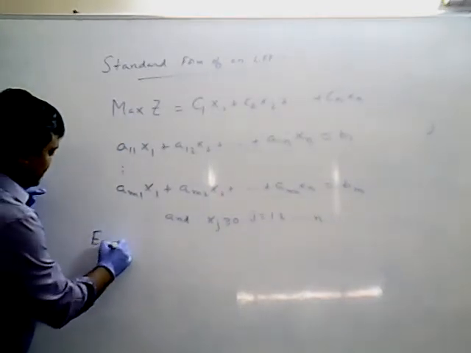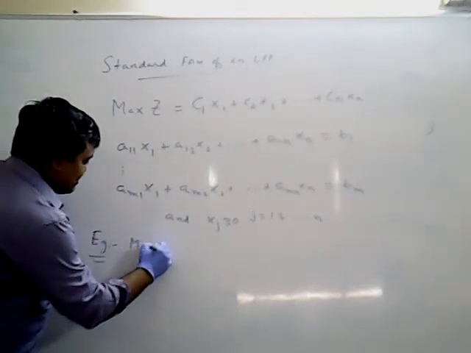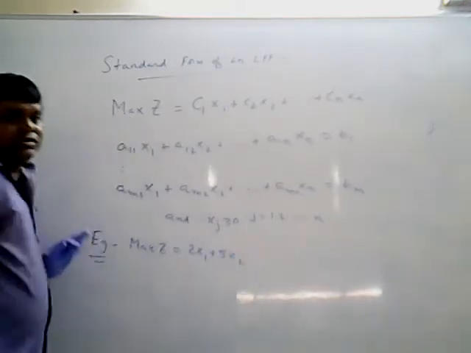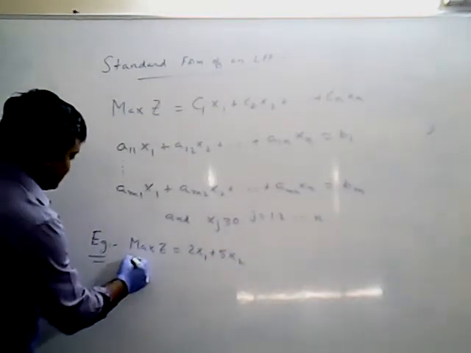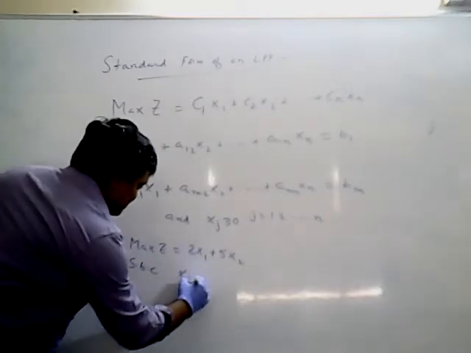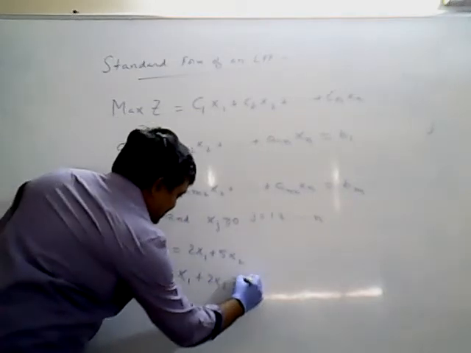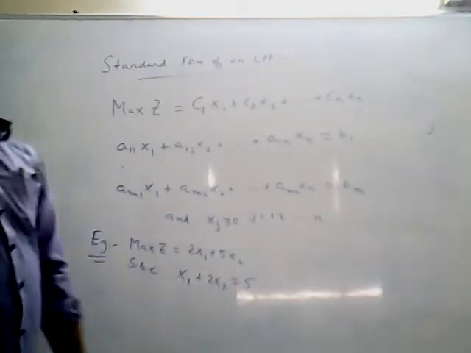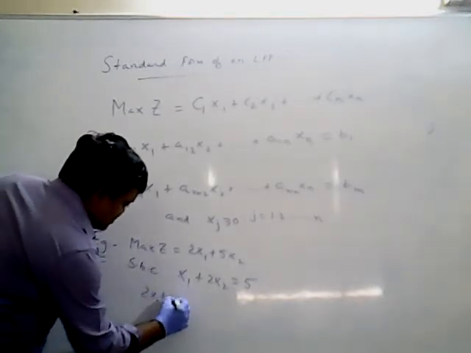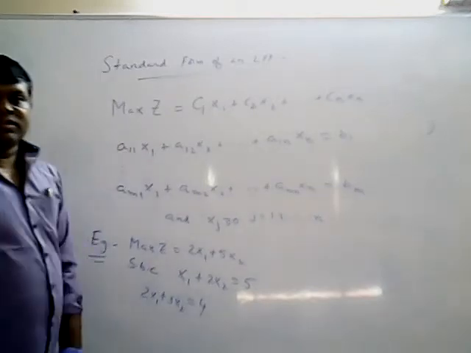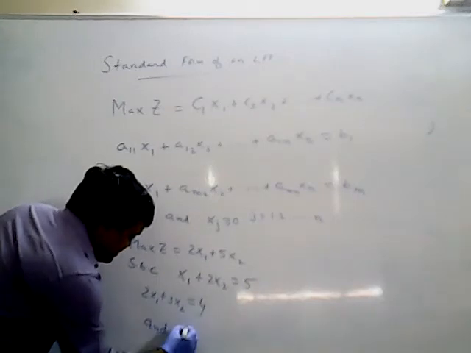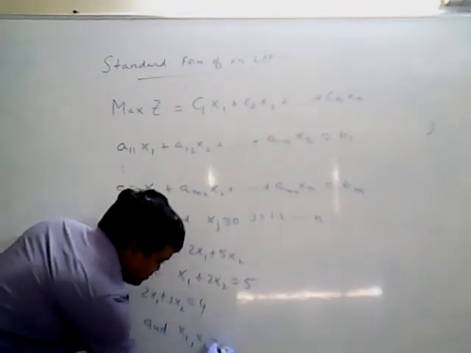If you want, you can write an example. So maximum z equal to 2x1 plus 5x2, subject to the constraints. Write the first constraint: x1 plus 2x2 is equal to 5. You can write any constraint which is equal type. Second constraint: 2x1 plus 3x2 is equal to 4. You can write n number of constraints. And x1, x2 greater than equal to 0.